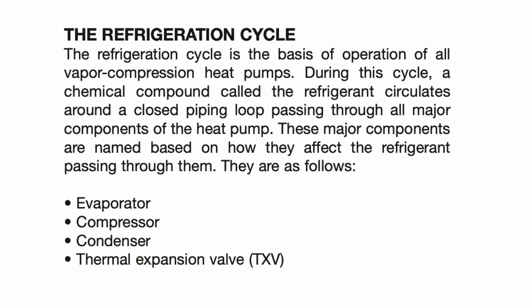The refrigeration cycle is the basis of operation of all vapor compression heat pumps. During this cycle, a chemical compound called a refrigerant circulates around a closed-loop piping passing through all major components of the heat pump. These major components are named based on how they affect the refrigerant passing through them. They are as follows: an evaporator, a compressor, a condenser, and a thermal expansion valve.